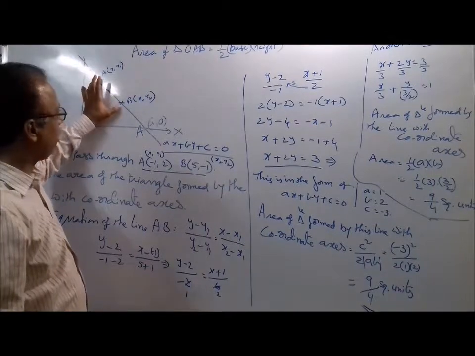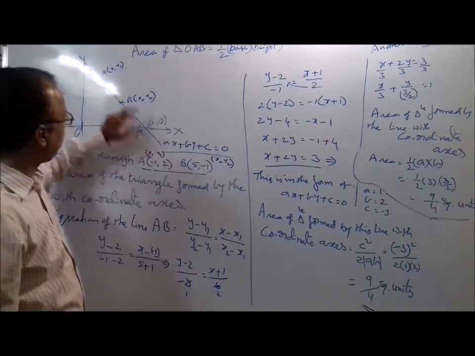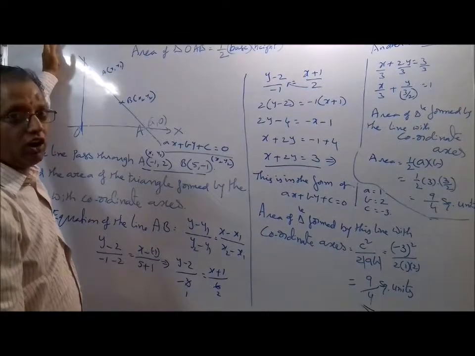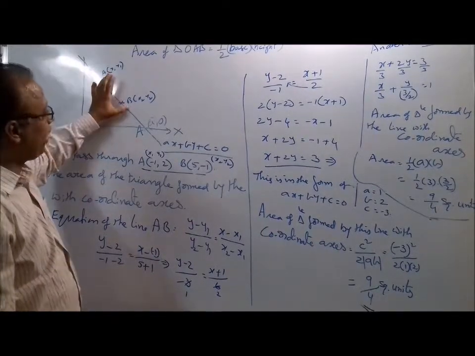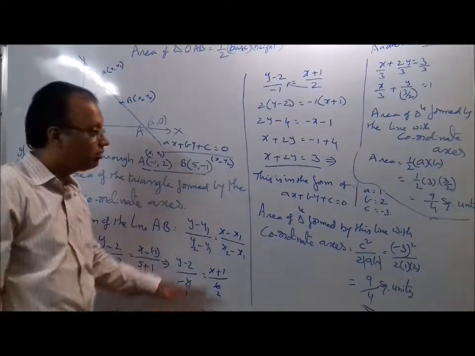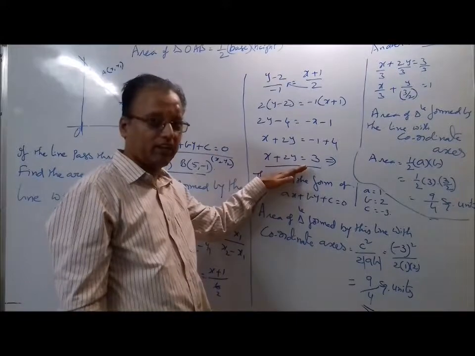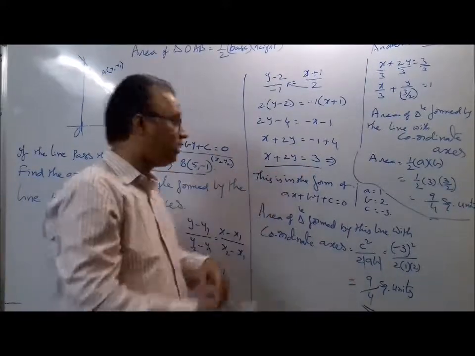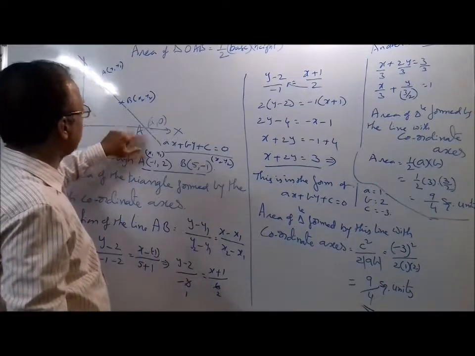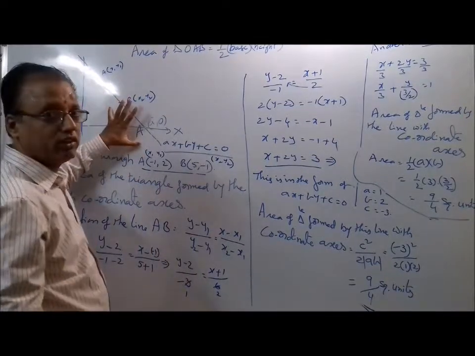So somewhere on the line, maybe this point outside, A point may be here. We can't say where A and B are. So that is why I should get the line equation in this form first of all. First you get the equation of the line, then you convert that with the coordinate axis. The area of the triangle means we have to use c square by 2ab.